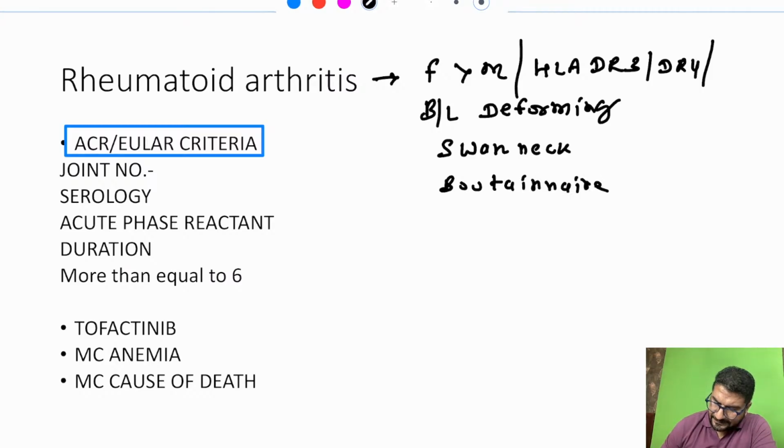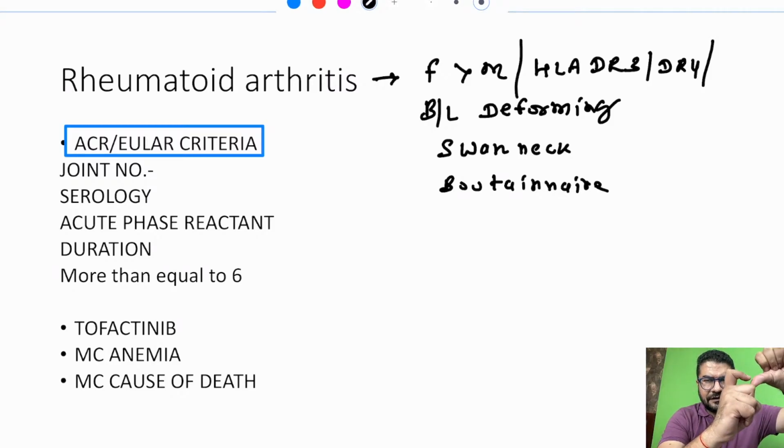So just understand this. Swan neck means you can see flexion of DIP and hyperextension of PIP. अगर मैं इसको ऐसे बताऊँ, this is boutonniere. So this is boutonniere. Boutonniere means you can see flexion किसका हो रहा है. Now you can see flexion where?